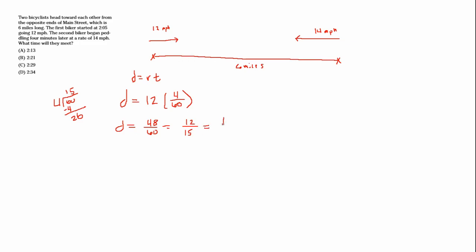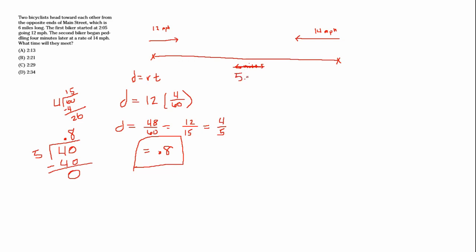3 goes into 12 4 times. 3 goes into 15 5 times. 4/5 is the decimal 0.8. And I'll work that out in case you don't know how to. 4 divided by 5. 5 can't go into 4, so we add a 0 and bring up a decimal. 5 goes into 40 8 times. 5 times 8 is 40. Subtract, no remainder. So in those 4 minutes that this guy had a head start, he traveled 0.8 miles. Okay, so in light of that, we have to take 0.8 away from this.